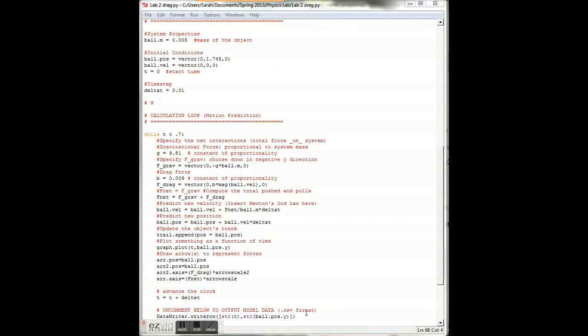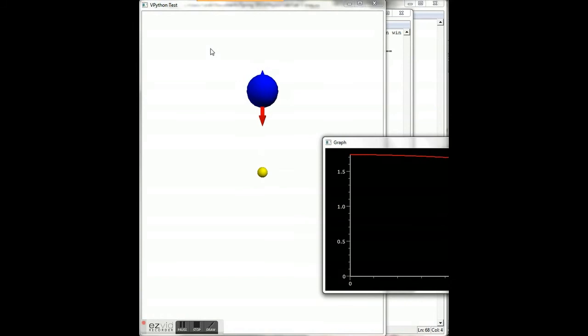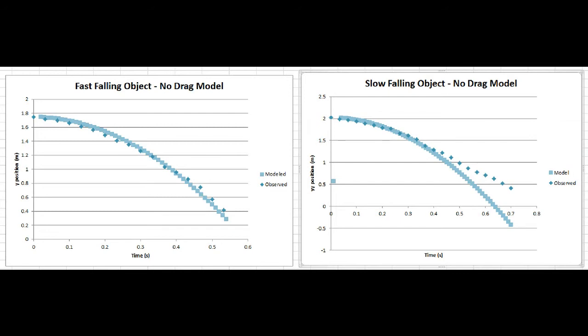The net force is different in this model for drag. The net force with viscous drag is the force of gravity plus the drag force, which is given here. The constant B is found experimentally. Notice the blue arrows represent the force of drag against the force of gravity. The observed data was then graphed with the model data, observed being the dark diamonds.